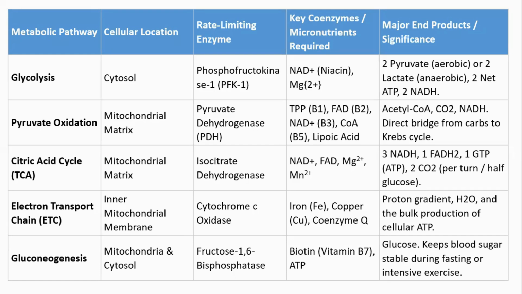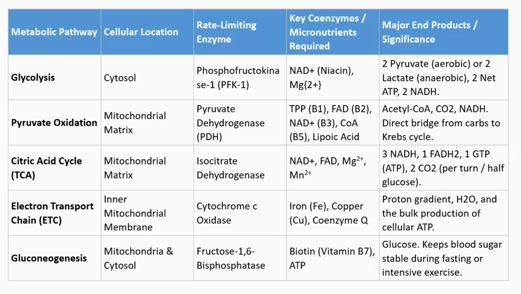Next comes pyruvate oxidation inside the mitochondria, where pyruvate is converted into acetyl-CoA, the entry ticket to the Krebs cycle. The Krebs cycle, also called the TCA cycle, is a powerhouse pathway that generates NADH, FADH2, and ATP equivalents for energy production. The electron transport chain is located on the inner mitochondrial membrane and produces the majority of ATP. Think of it as a final ATP factory.